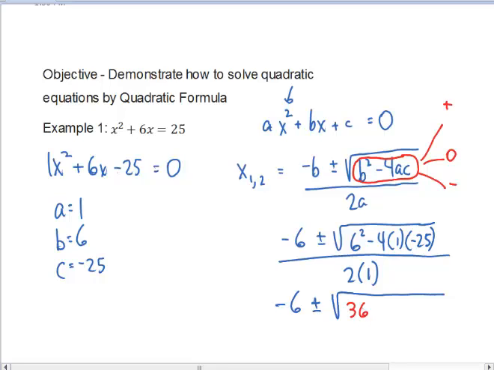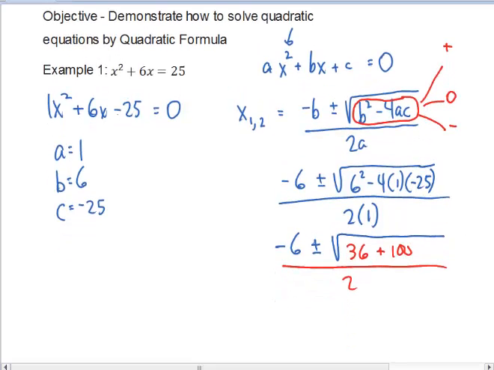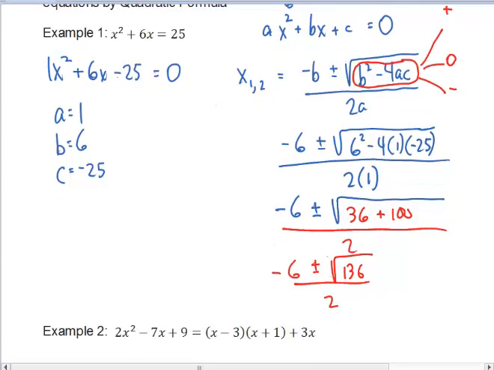So we have 36 plus 100 all over 2. So this is going to be negative 6 plus or minus the square root of 136 over 2. And now we have to simplify that radical so that we could get the actual root values, or you could just use your calculator. So I'm going to pause the video and we're going to simplify this in the next step. So you should try to simplify that.